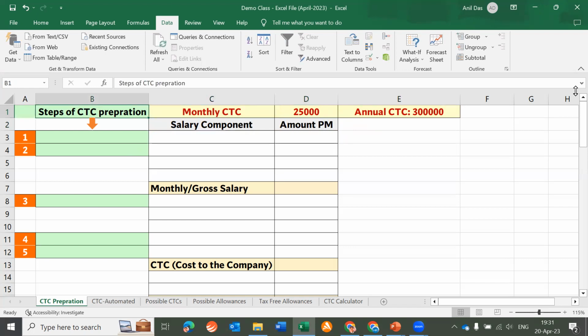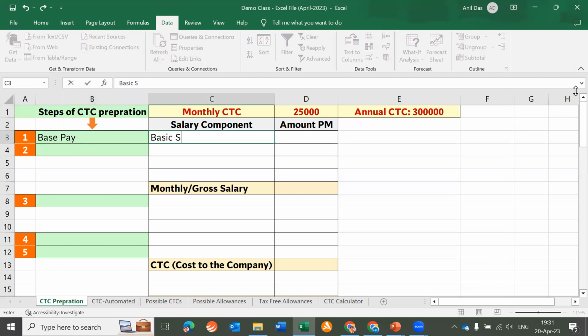We are talking about CTC. We have seen the very first step was to decide the base pay. Under base pay, what we do, we decide the basic salary for the person. How much should be the basic salary? Basic salary should be kept as what? Anyone who can respond from the audience? What should be the basic salary?